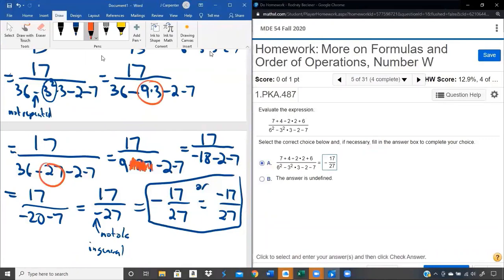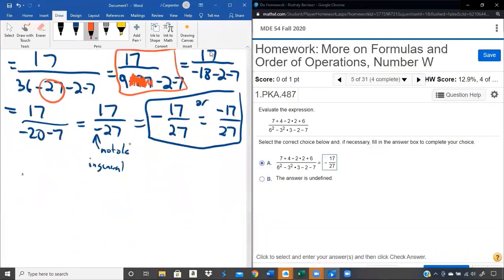So that was supposed to be 9 minus 2. So let's just take this part and start over. Let's fix it. 17 over 9 minus 2 minus 7. 9 minus 2 would be 7. So 17 over 7 minus 7. 7 minus 7 is 0.